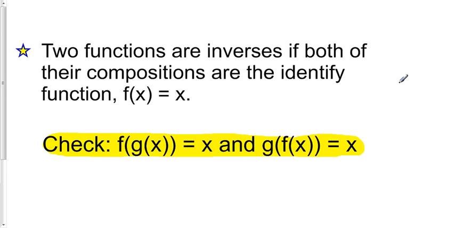Okay, finally, how can you tell if two functions are inverses? Well, we're going to use the composition of functions. So two functions are inverses if and only if both of their compositions are the identity function f of x equals x, or y equals x. You can think of it that way. So what you need to do to check if they're inverses is check to see if f of g of x gives you 1x, and then you also have to check the other way, that g of f of x also gives you 1x. If you can prove both of these, then you know you've got inverse functions. If one of them is not true, then they're not inverses.